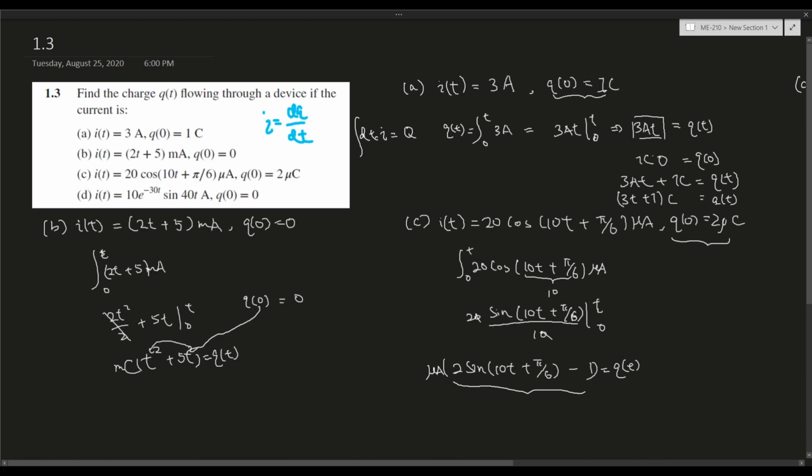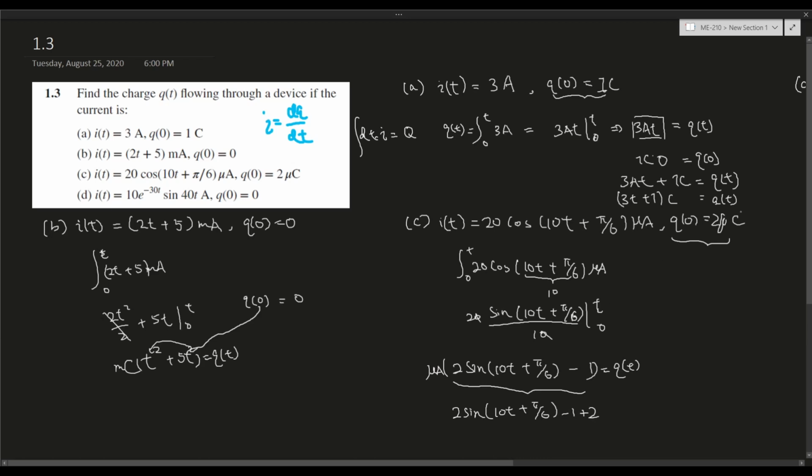So sine of pi over 6 gives us half. Half times 2 equals 1. 1 minus 1 is 0. So great. We just have to add this whole thing, cosine of t. That's 10t plus pi over 6, and minus 1 and plus 2, right?